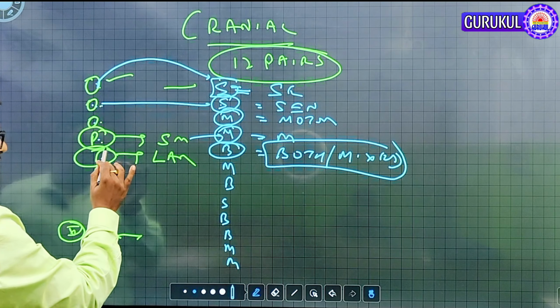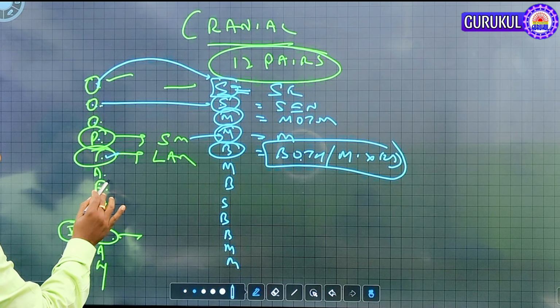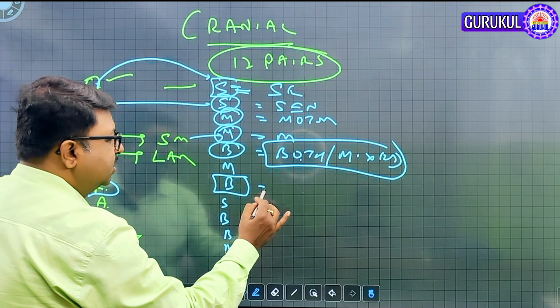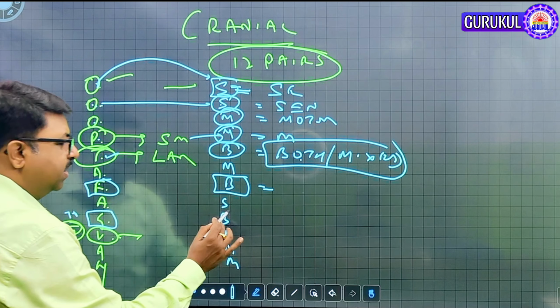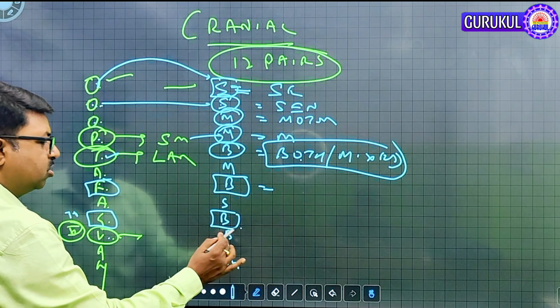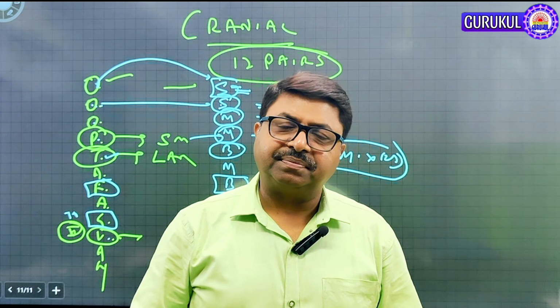Which one? The 5th cranial nerve, trigeminal, is both. It is mixed. Then facial is also both. Then glossopharyngeal, the 9th cranial nerve, is also both. And vagus is also both. So this is about cranial nerves. There are 12 pairs of cranial nerves.